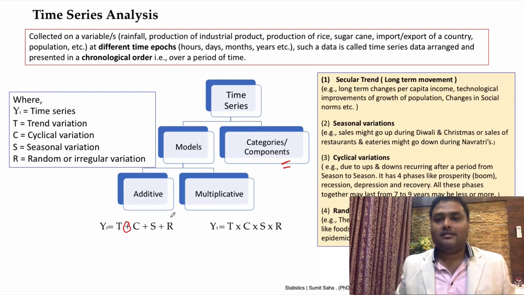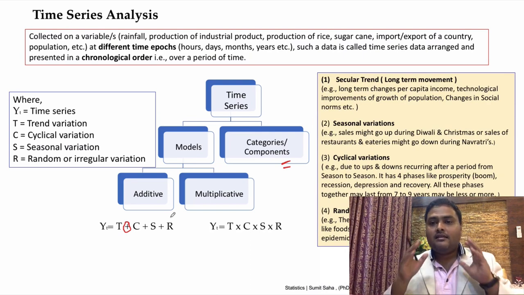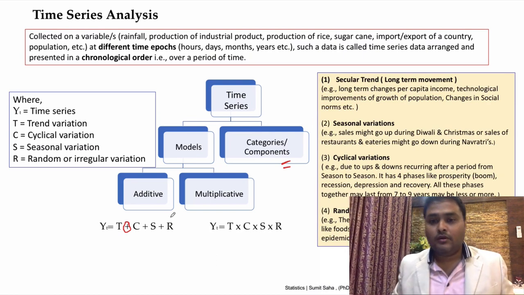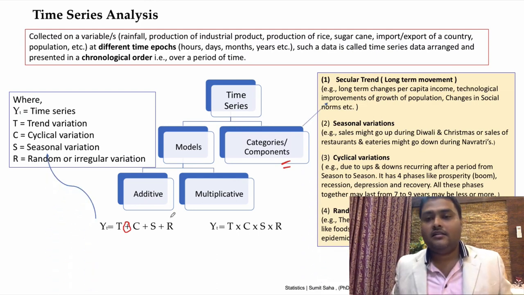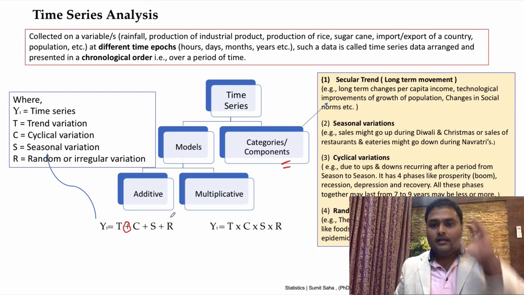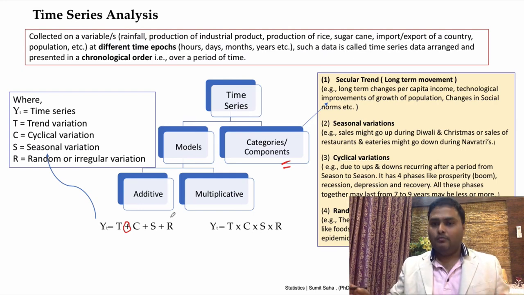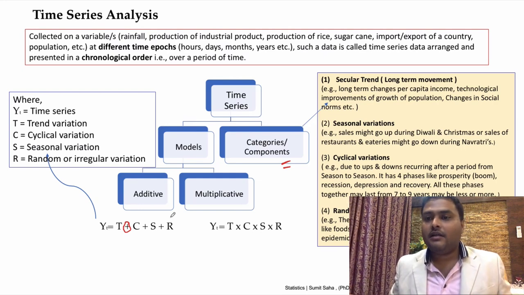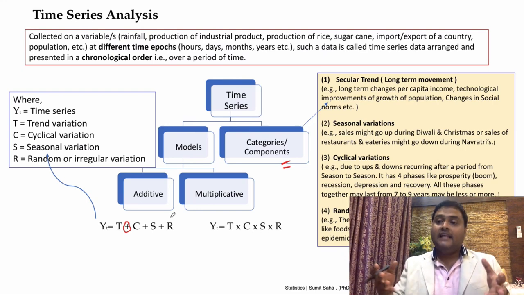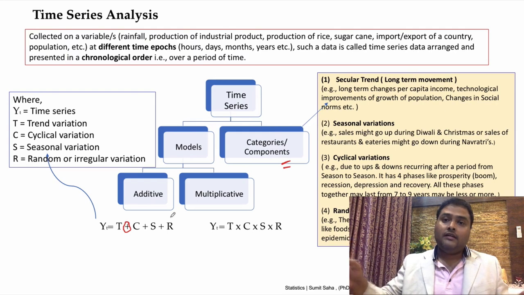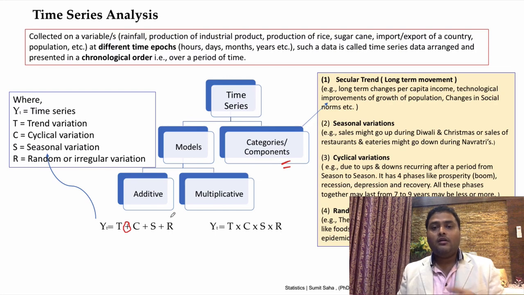But what are these things? Now, something is called the secular trend, which is a long-term movement. We need to understand this, and this is nothing but the categories of the components. Clear? Under categories and components, we get the secular trend. What is the secular trend? It is a long-term movement: long-term changes such as per capita income, technological improvements, growth of the population, changes in social norms, sales, whatsoever, which is a long-term effect, right? Second is seasonal variation. Seasonal variation is nothing but that which is dependent on your season.